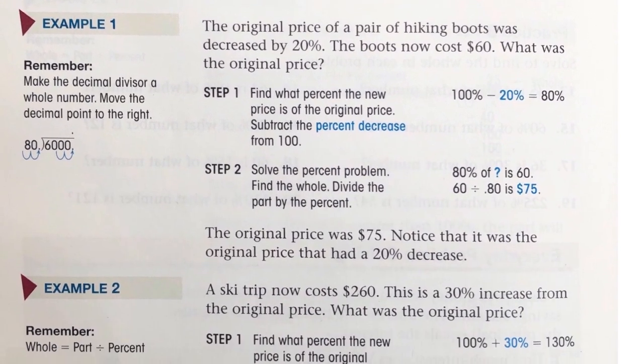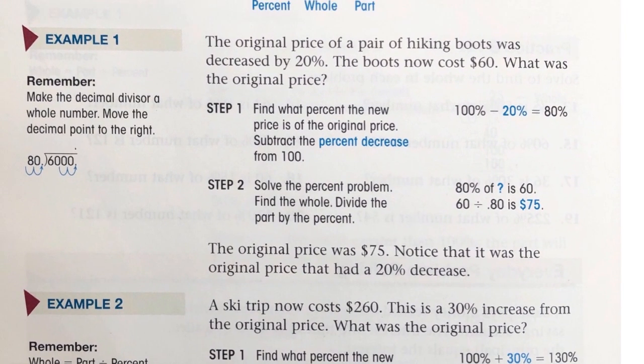For example 1, the original price of a pair of hiking boots was decreased by 20%. The boots now cost $60. What was the original price? So remember, make the decimal divisor a whole number by moving the decimal point to the right. So we can't forget that.